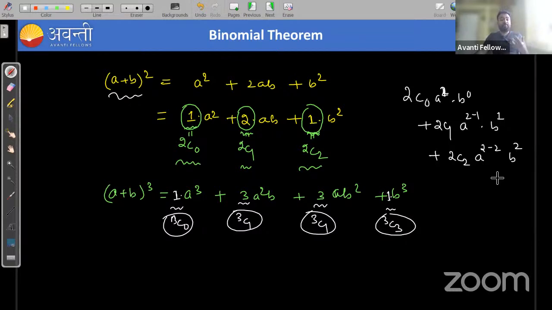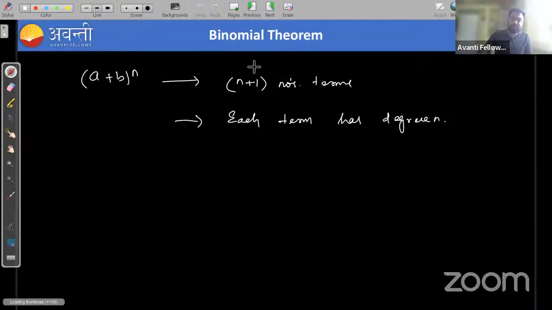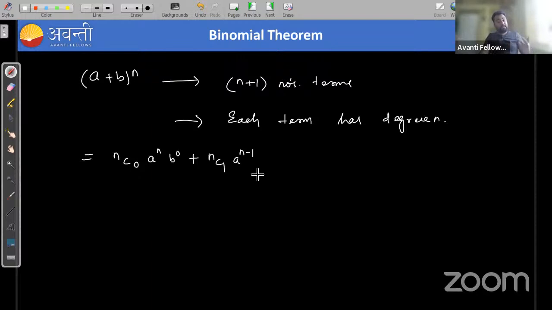This pattern will be followed with all the binomial expansions when you will be doing. So similarly here also you can do (a plus b) to the power n. What we can do? We can start with nC0 a to the power n into b to the power 0, plus nC1 a to the power n minus 1, the power of a decreased by 1 and the power of b increased by 1, b to the power 1.